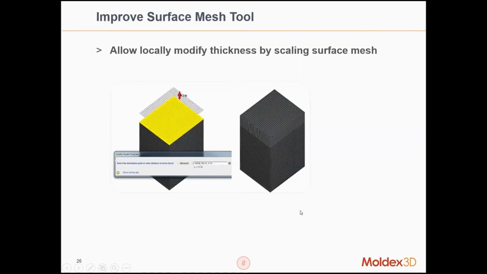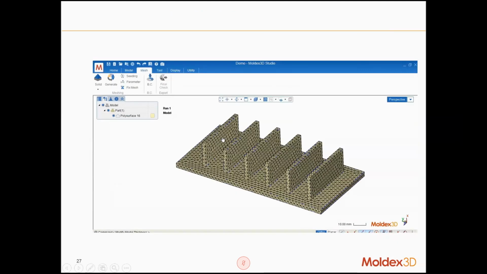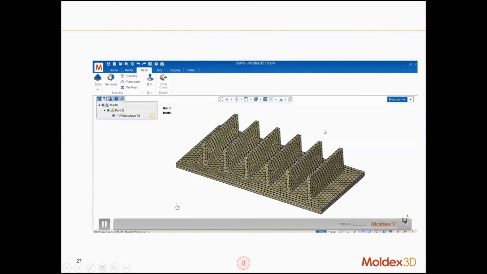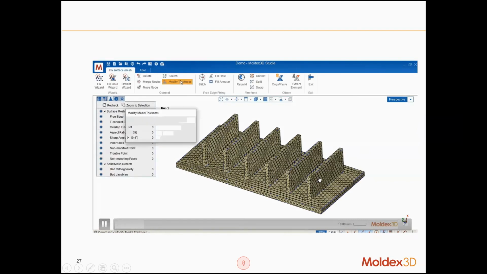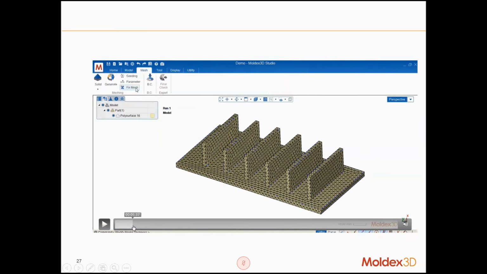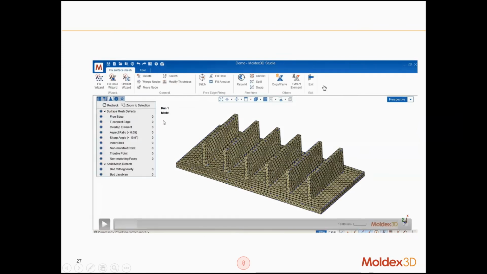Okay, then the next new function is modify thickness. Let's directly see how to do it in Studio. This is a simple case. I have a uniform thickness on each rib. Once we generate the surface mesh, we can click fix mesh and go to this fix mesh page. And in here, we can find an icon named modify thickness.